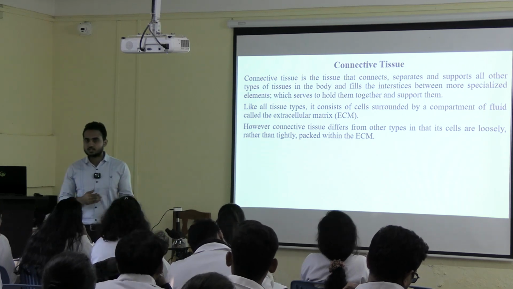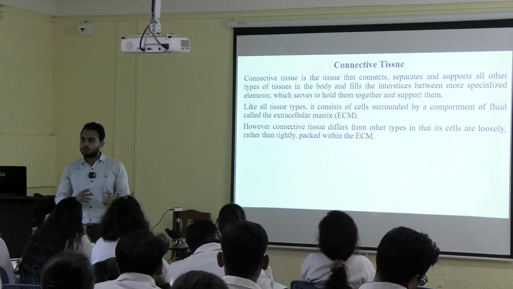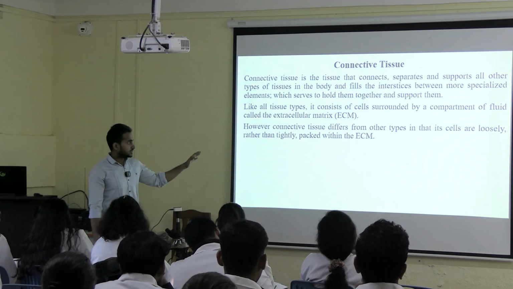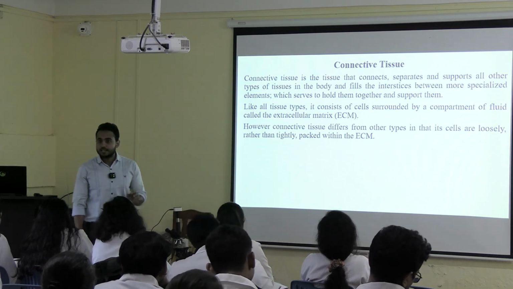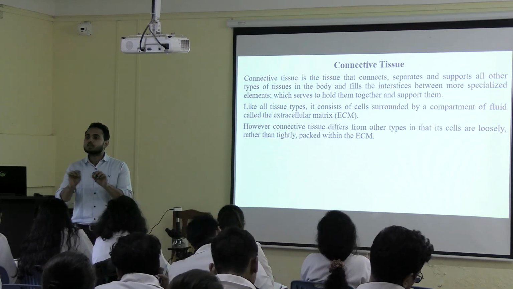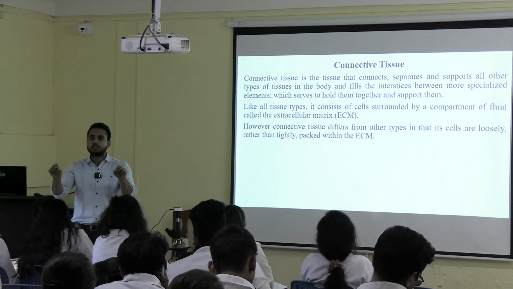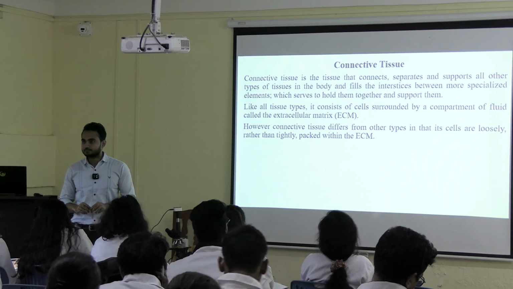Okay. Now what is extracellular matrix? It is made up of what? All those things we'll discuss. Okay. But for the basic term, this is how it is situated. And next, the cells are widely separated. Means suppose one cell is here, another cell is here. So in between them, huge spaces are there.